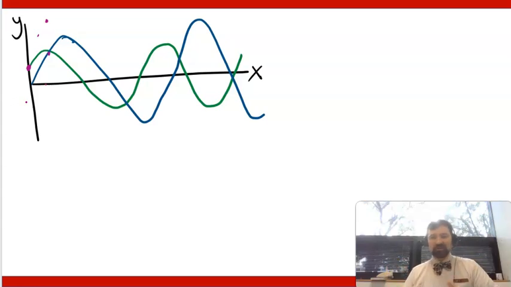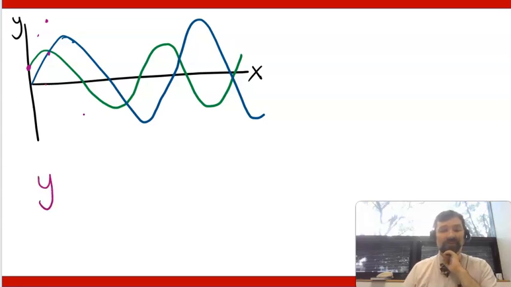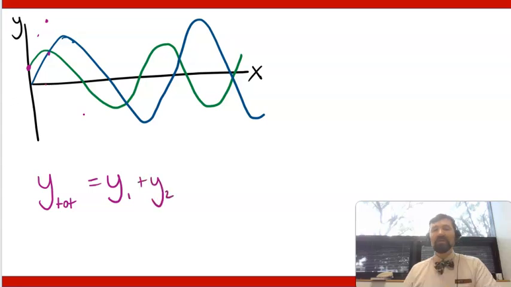I'm not going to try to draw the whole thing here because I actually have a different thing that I can show. But your total wave, your superposed wave, or your interfered wave, we'll call it Y total, will just look like Y1 plus Y2 in all of space and in all of time. Now I'm going to go into the math of what that looks like in a different video.